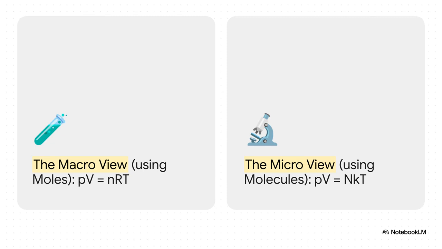It actually comes in two main flavors. On the left is the version chemists love, PV equals nRT. Here, that little n is the number of moles of gas, which is just a convenient way to count huge numbers of particles. On the right, we have the physicists' version, PV equals NkT. Here, the capital N is the literal number of individual molecules. They're just two sides of the same coin, looking at the same thing from a macro and a micro level.